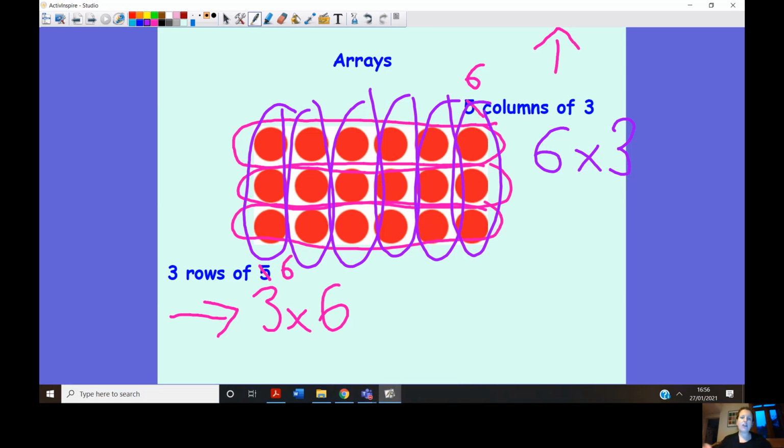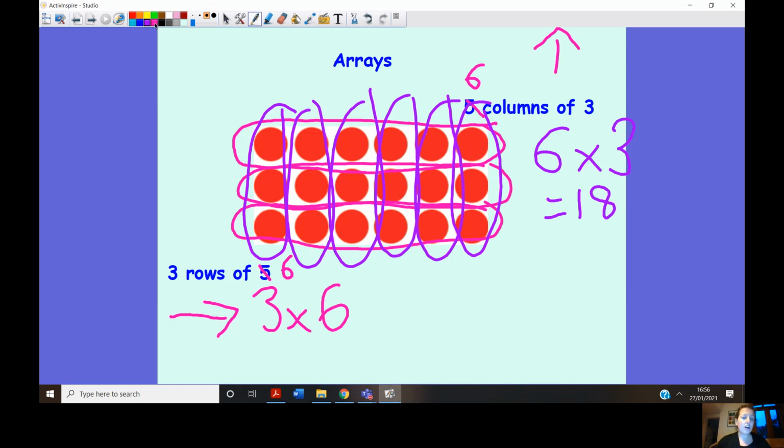Well, let's first of all solve our equation. Let's solve 6 times 3 first of all. Let's count it together. 3, 6, 9, 12, 15, 18. 6 times 3 is equal to 18.